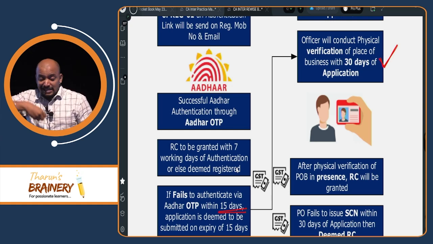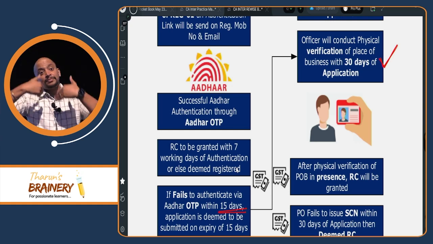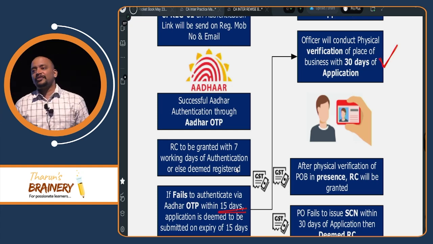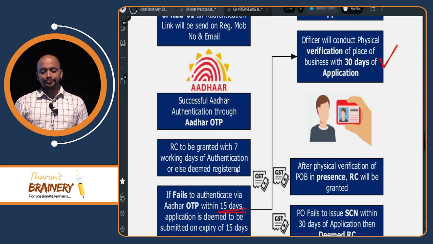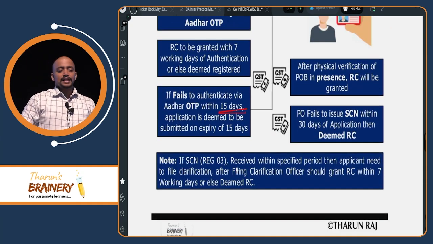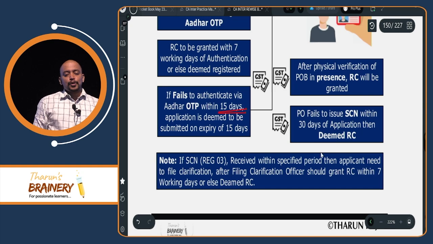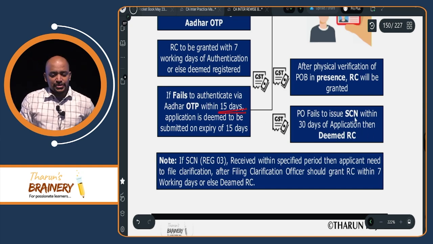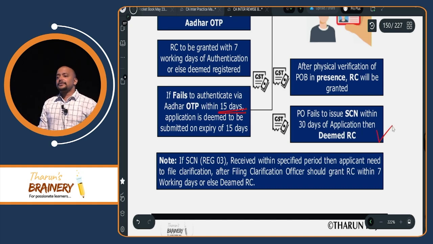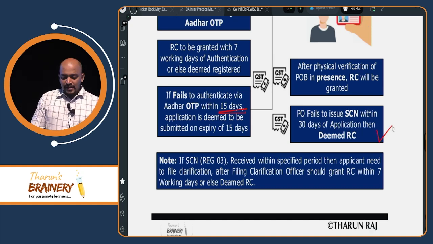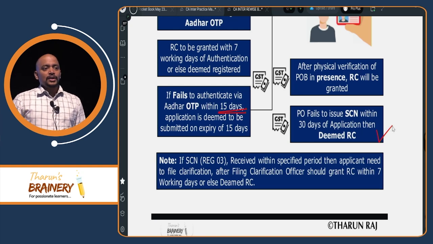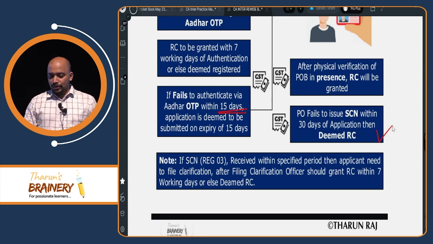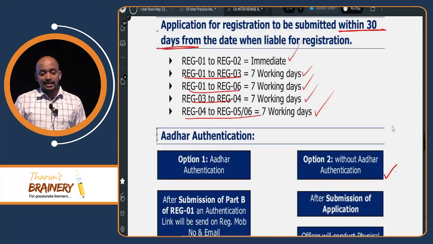Suppose you make application itself without authentication, from the date of application itself, within 30 days we will get it. So it is not 45 days now, only 30 days. Then, suppose within the 30 days the proper officer fails to complete the physical verification and give the registration certificate, then also we have deemed registration. Now, we have deemed registration totally in 4 places. Okay. Now, listen carefully.